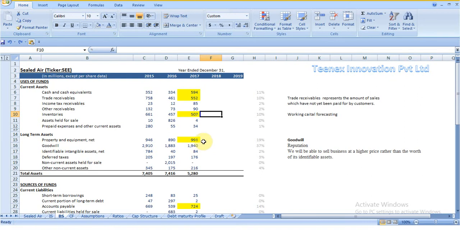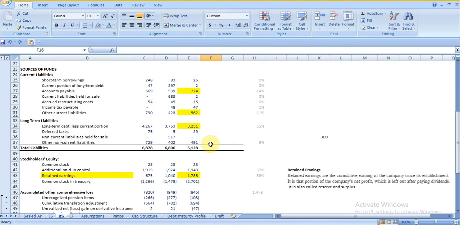Now, the company has goodwill, which is almost 40% of the total balance sheet size. The company has goodwill of 1.9 billion. What does it mean? Goodwill means the company's reputation. When we sell a business in the market, we are able to sell it at a higher price than the worth of the identifiable assets. The amount which is not justified by the identifiable assets is the company's goodwill, which is the company's reputation.